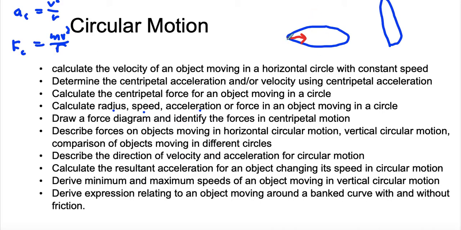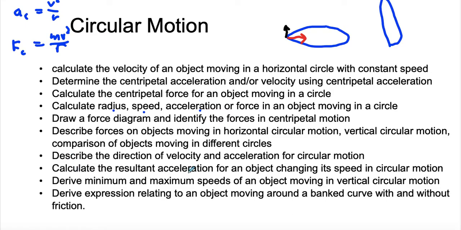Direction, for an object moving in uniform circular motion, the velocity is perpendicular or tangential to the circle, and the acceleration is towards the center or radial in the circle. So to describe expressions, you can use polar coordinates sometimes to do that.